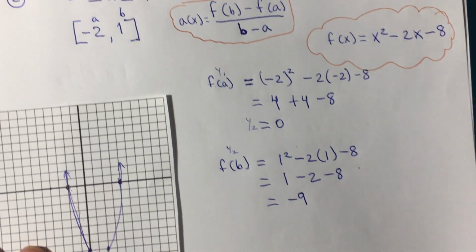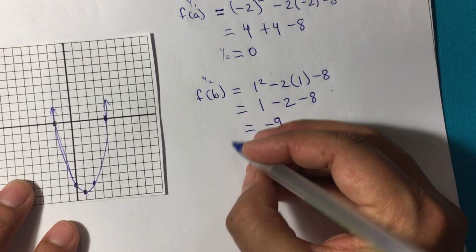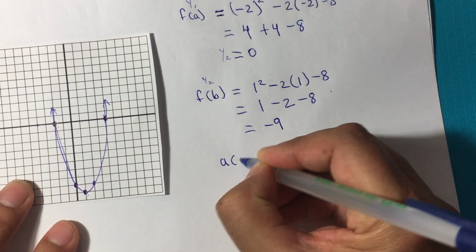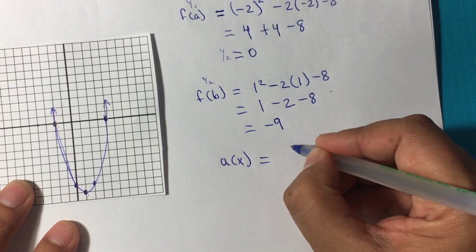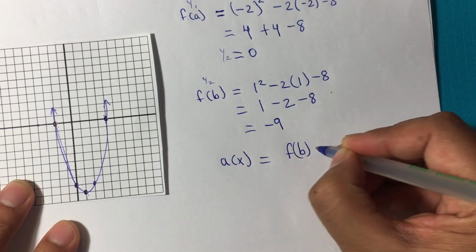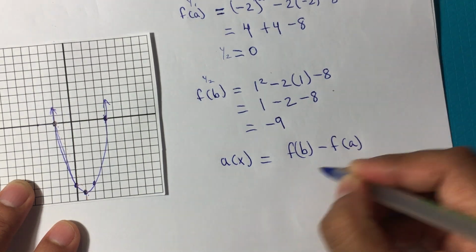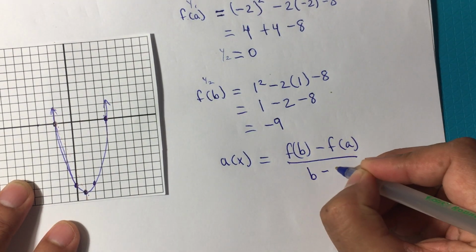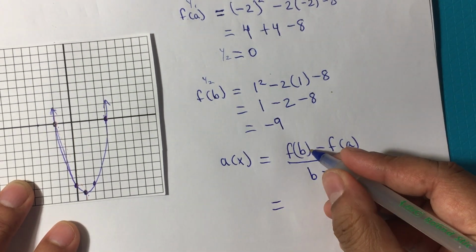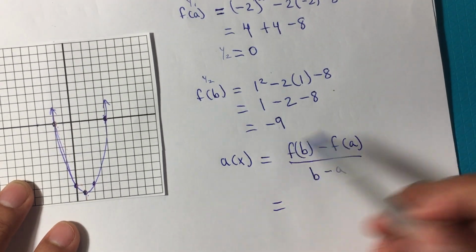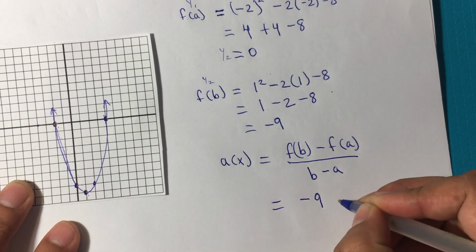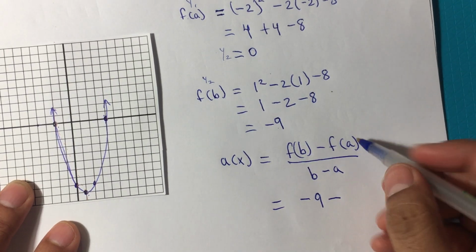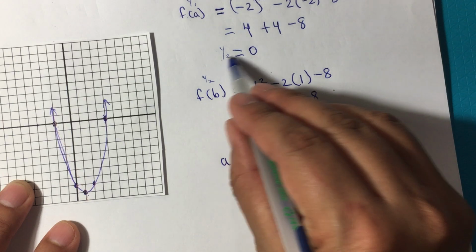here, okay? So let me write the formula again. The average rate of change is equal to f of b minus f of a over b minus a. What is f of b? F of b is -9. Minus, from the formula, what is f of a? F of a is 0.